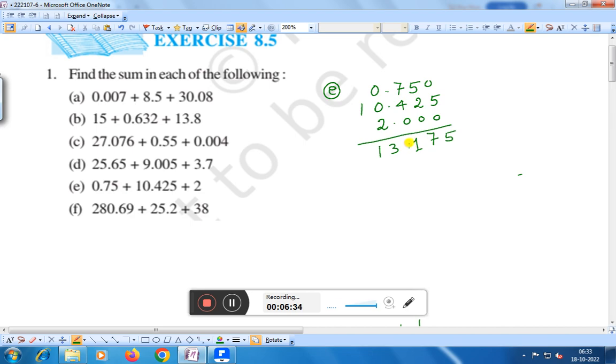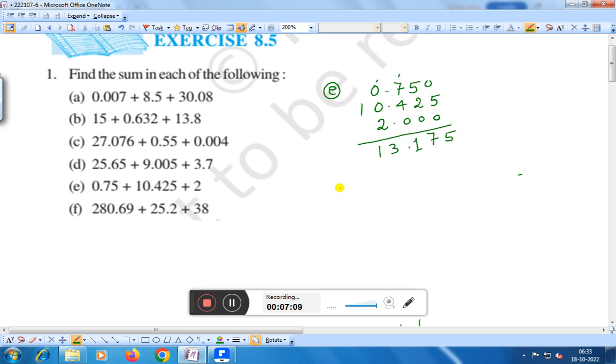What is the rule to add in decimal? The rule is that you have to put all the numbers in their correct place value. Suppose the first one is 0.75, 0 is in ones place, and 7 in tenths and 5 in hundredths and 0 in thousandths place, right? The same way 10.425, 10, that means 0 is in ones place, 1 is in tens place, 4 is in tenths place, 2 is in hundredths place and 5 in thousandths place, right? After that you can add only, right? This is question number E.